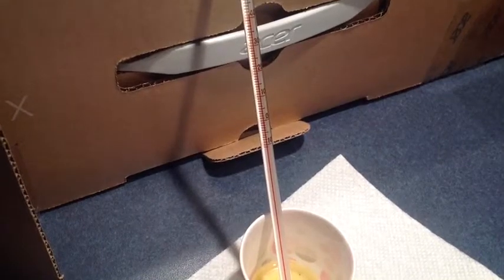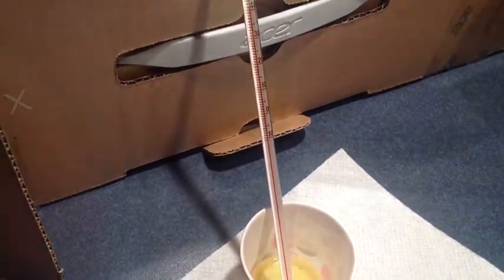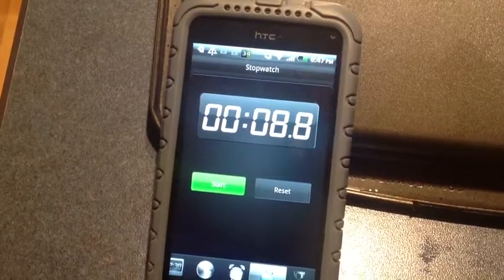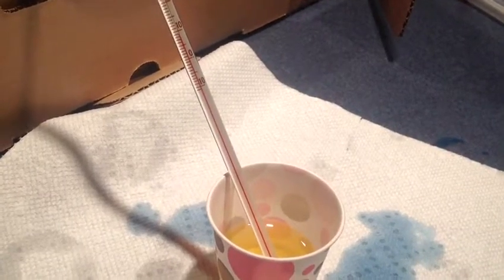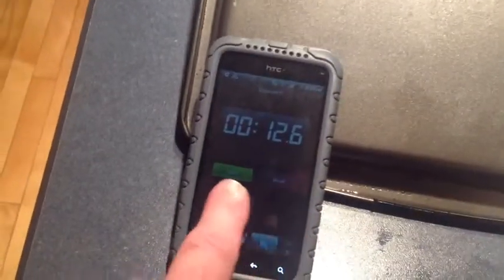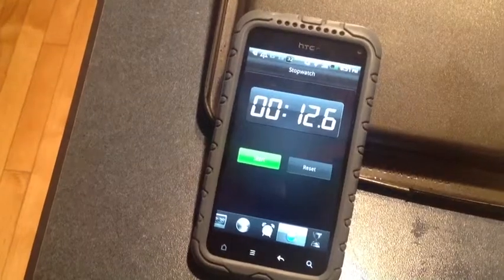After 1 minute in the microwave, the power steering fluid is at 41 degrees Celsius. And the power steering fluid was 8.8 seconds at 41 degrees Celsius. That's fast. Here's our sample of power steering fluid that's been in the fridge. It's at 9 degrees Celsius. And there is the result for our fridge sample, 12.6 seconds.